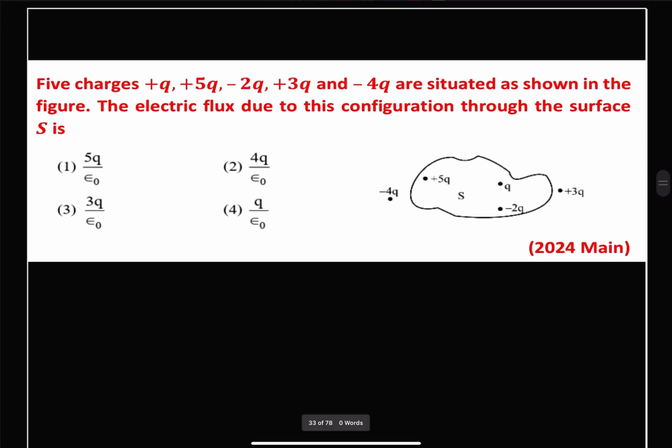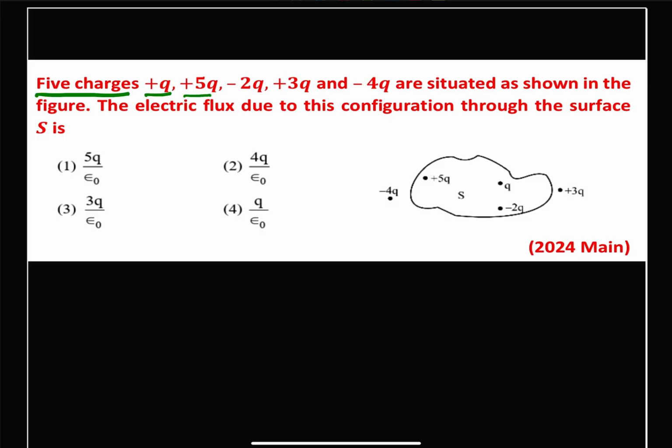Next question. We are given that 5 charges plus q, plus 5q, minus 2q, plus 3q and minus 4q are situated as shown in the figure. The electric flux due to this configuration through the surface S is.